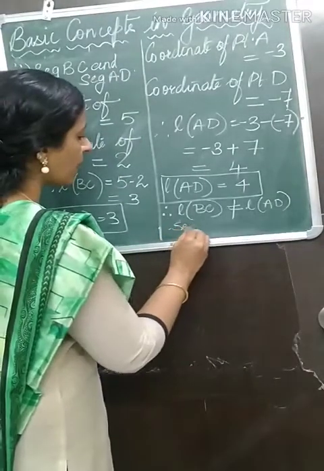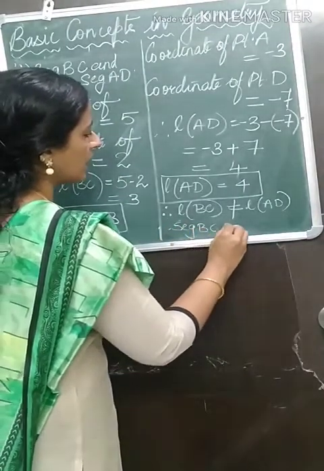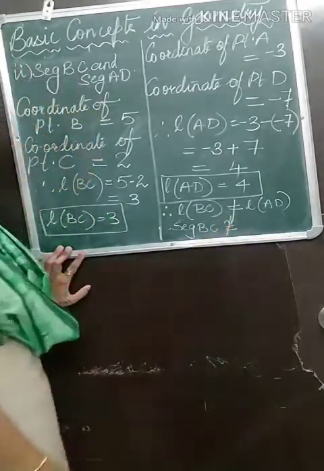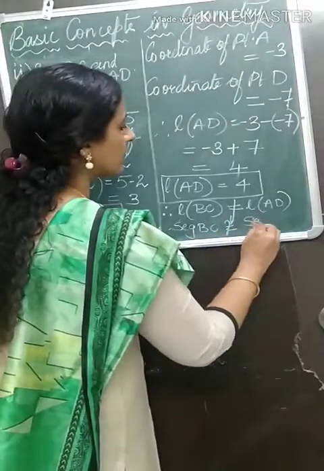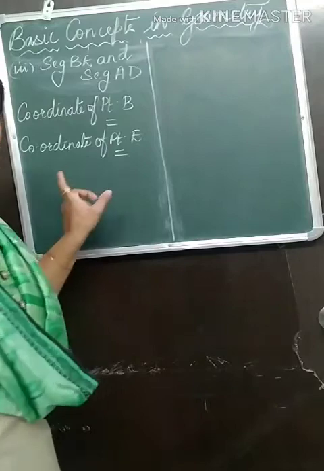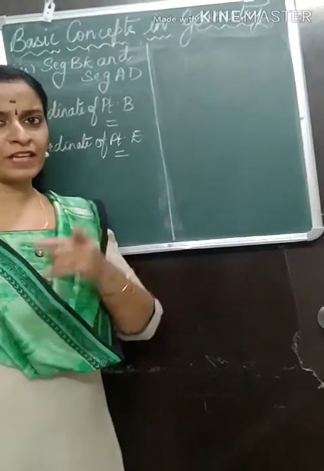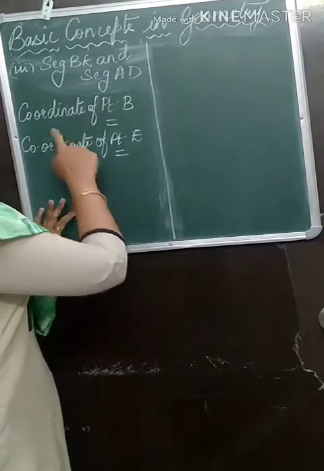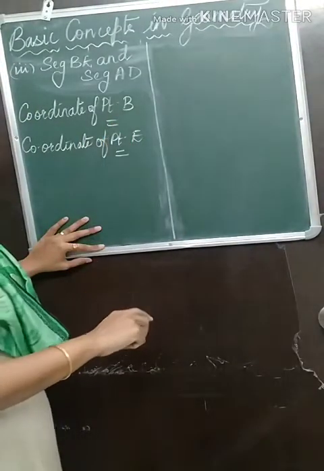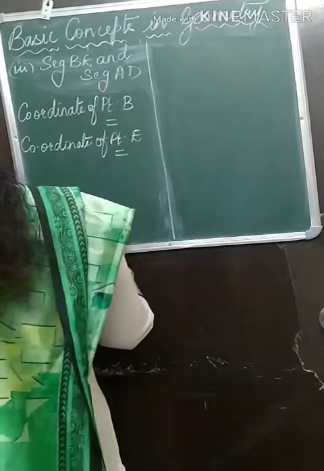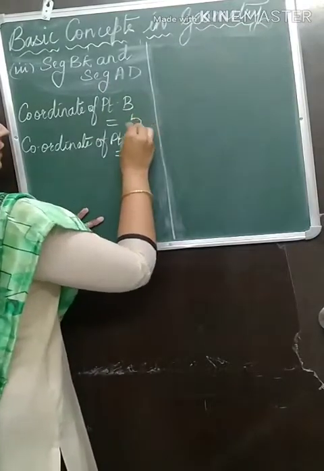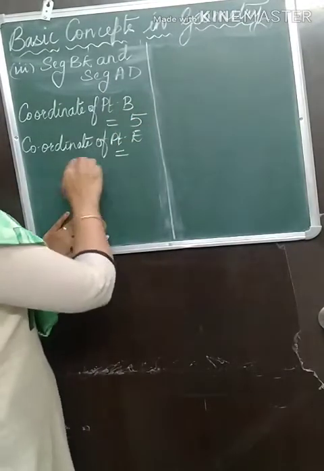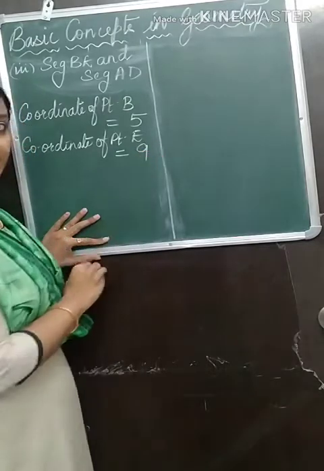Therefore, segment BC is not congruent to segment AD. Now we have the third sum. Now I am very sure you will get the answer faster than me. Okay, let's start. I have written coordinate of point B. What is the coordinate of point B in the table? 5, no? Coordinate of point E is 9.